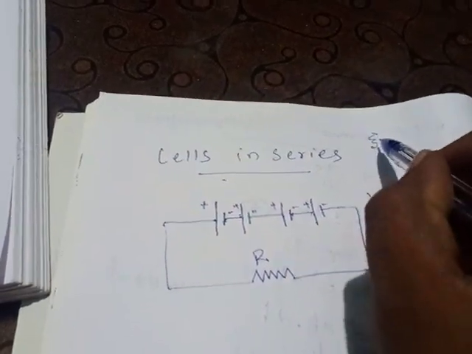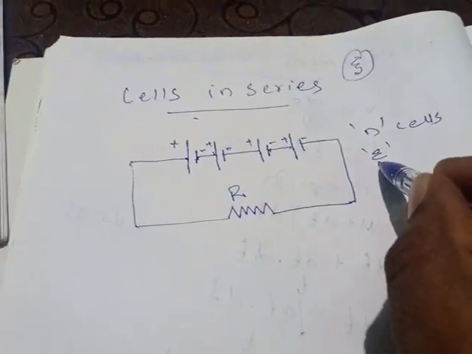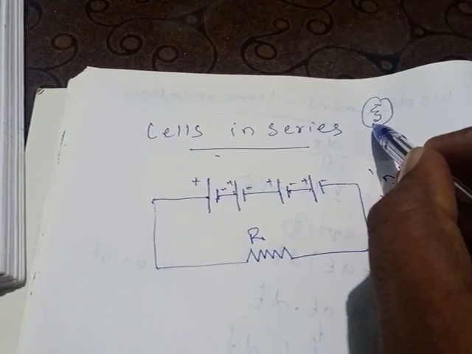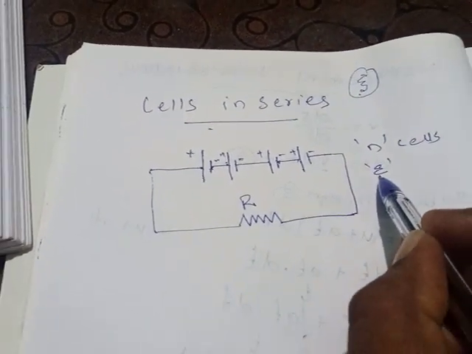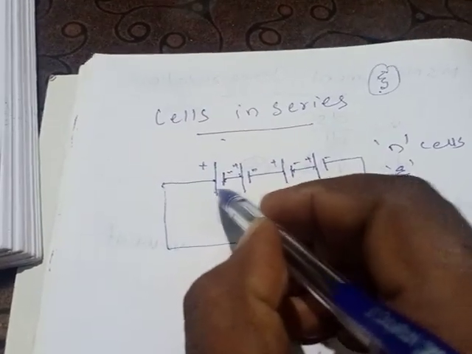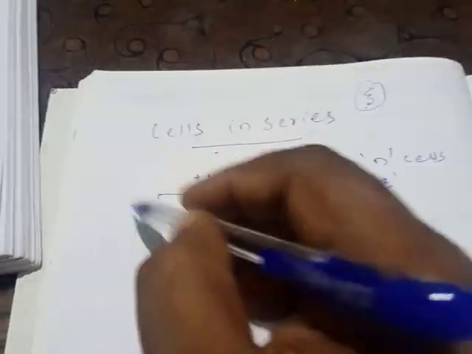One symbol like this we are also using, but in the new textbook this epsilon symbol is given, and psi can also be used to indicate EMF. So for EMF we are using this symbol, and you see here 4 cells are connected. The number of cells connected is N.